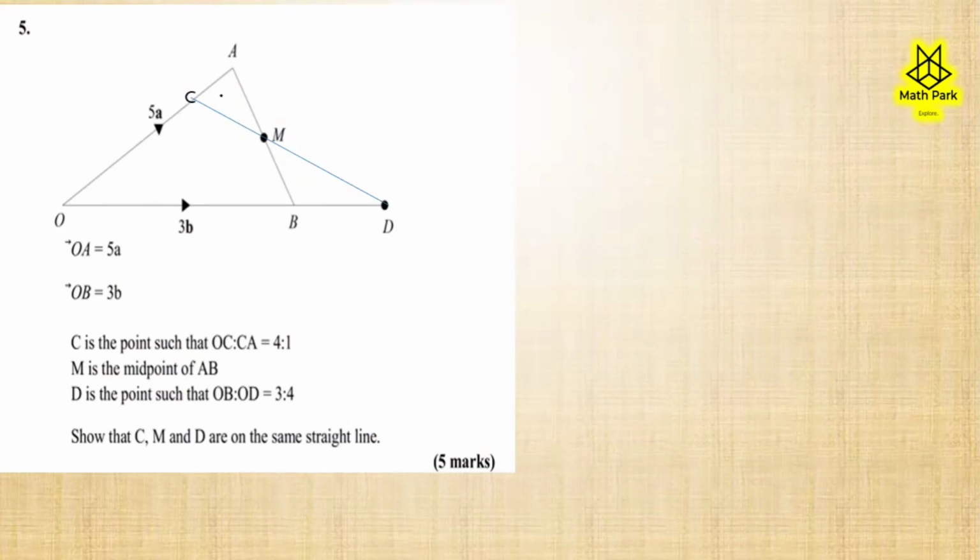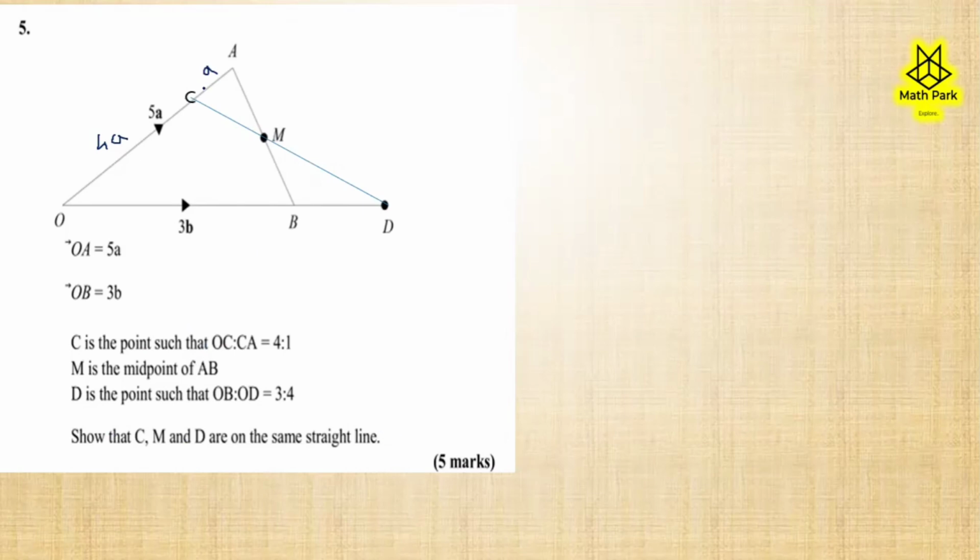Okay, so now here in this triangle, you are given OA is 5A and OB is 3B and C is the point such that OC is to CA is equal to 4 is to 1. So this OC is going to be 4A and CA is going to be A. So that you remember. Okay. And D is the point on OB extended such that OB is to OD is equal to 3 is to 4. And M is the midpoint of AB. Okay. We have to show that C, M, D are on same straight line.